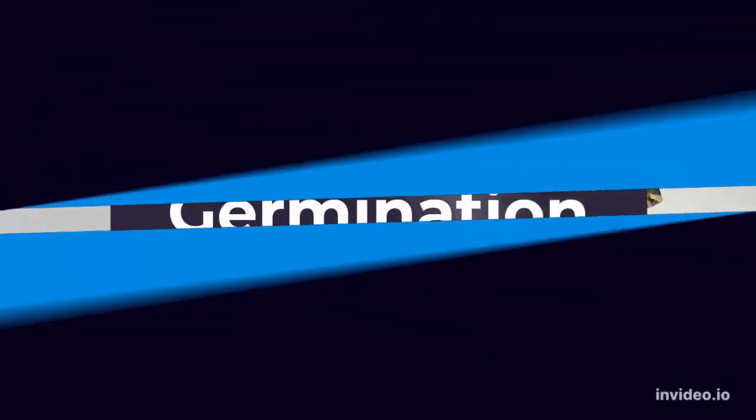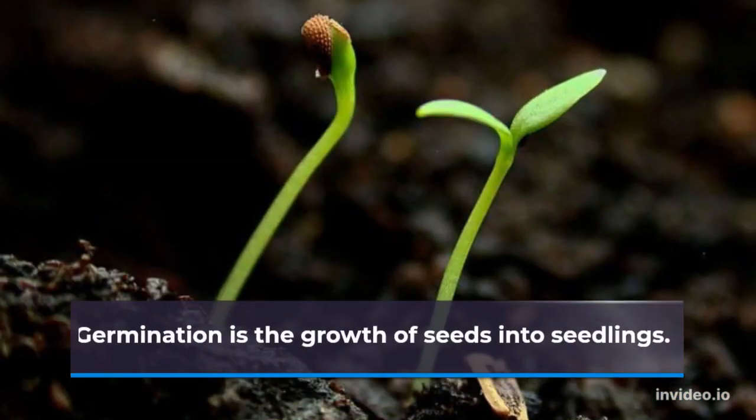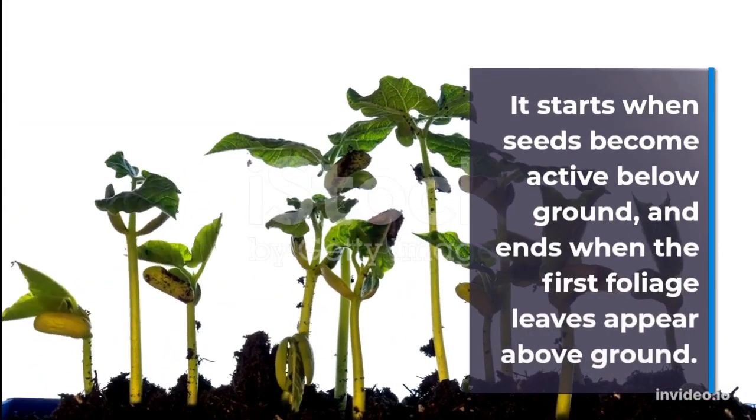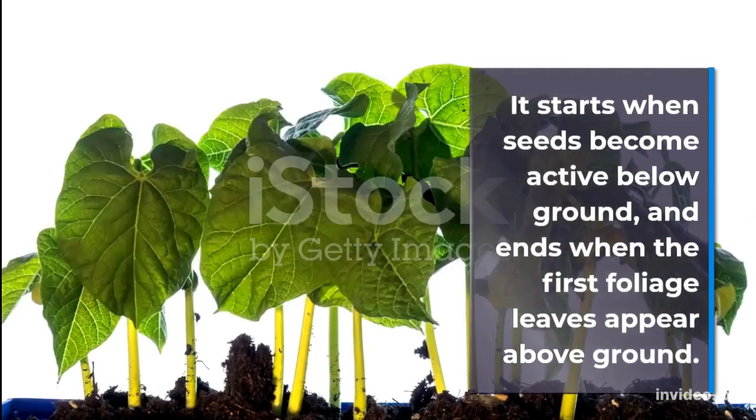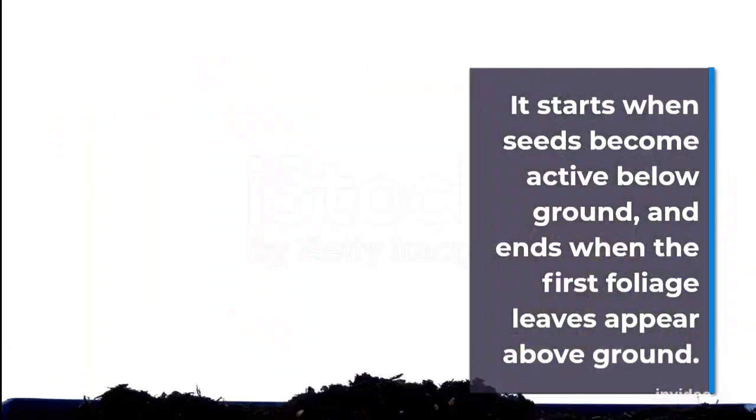Germination. Germination is the growth of seeds into seedlings. It starts when seeds become active below ground, and ends when the first foliage leaves appear above ground.